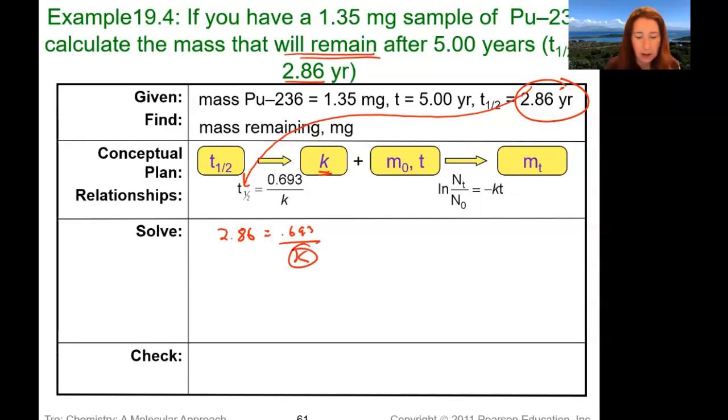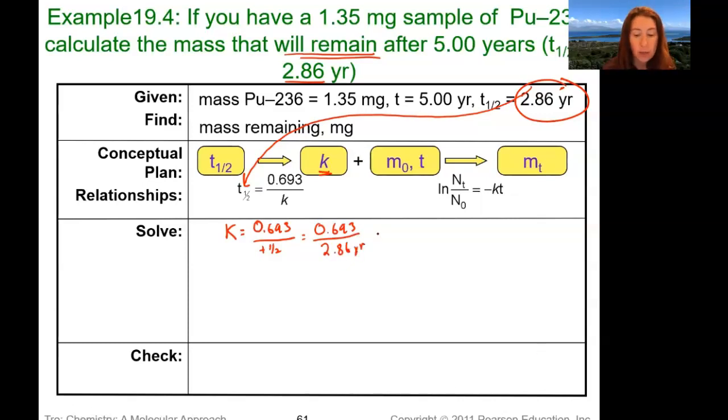Right, so however, I just tend to, instead of do that, I just remember it the other way. So k is 0.693 over my half-life. So 0.693 over my half-life, which is 2.86 years.